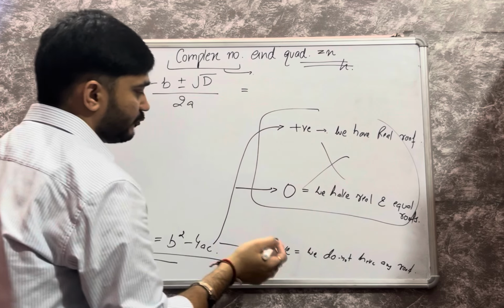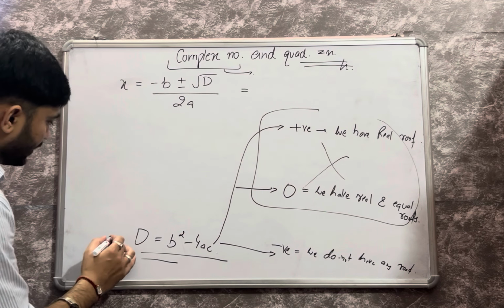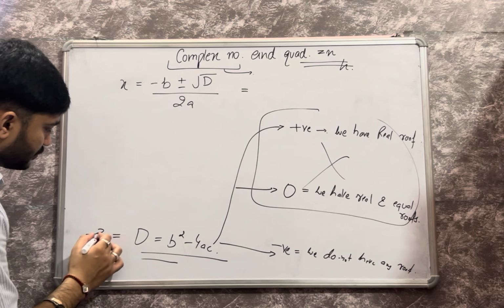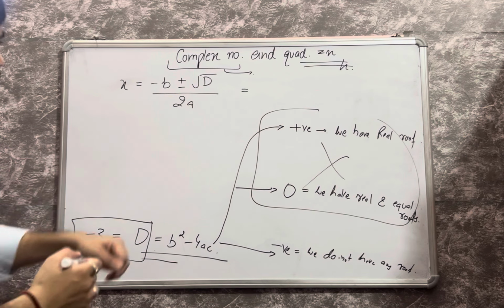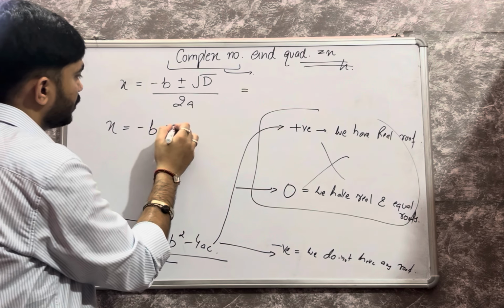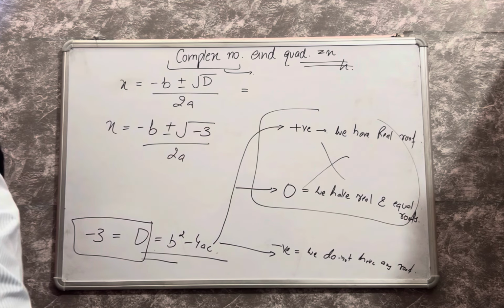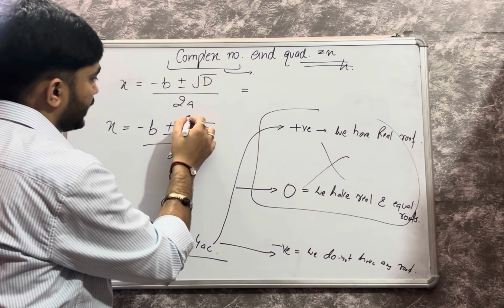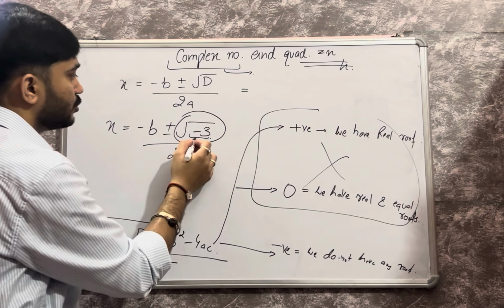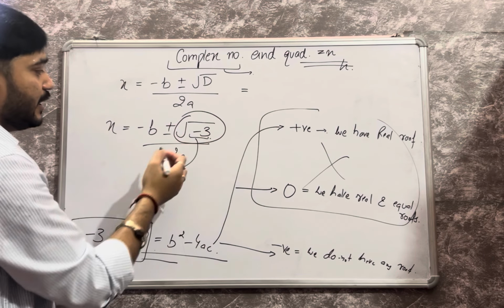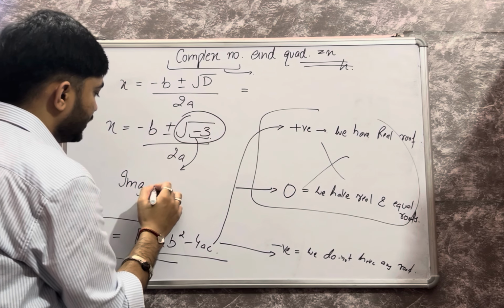Leave the first two cases and focus on the third case. Here, if the value of D is negative, let us say the value of D comes minus 3, and then if we put the value of D here, we will get minus b plus minus under root of minus 3 divided by 2a. You will see that in no case we will get the value of this, because in under root, minus 3 is insolvable. We cannot solve this. It cannot be solved. So that's why we introduce a new term known as imaginary numbers.